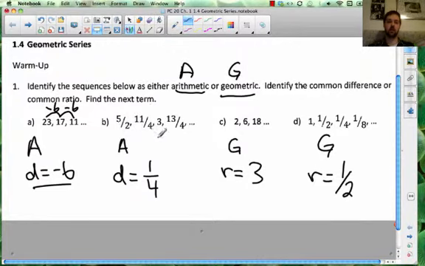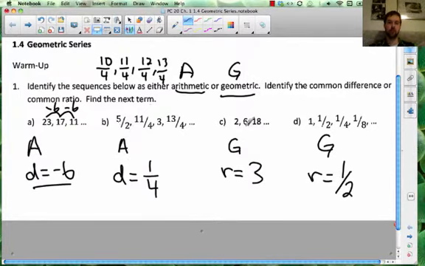This one was a little trickier because they're all different fractions, and this one's not even a fraction, it's a whole number. But if we write them all with a common denominator, 5 over 2 is the same as 10 over 4. Then the next one is 11 over 4. Now 3 can be written as 12 over 4. And then 13 over 4. So you see that basically what we're doing every time is we're adding one more quarter. So here our common difference is 1/4, and that's arithmetic.